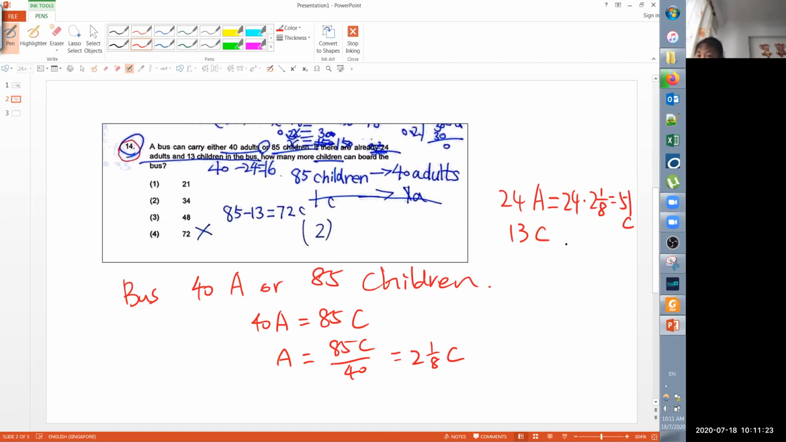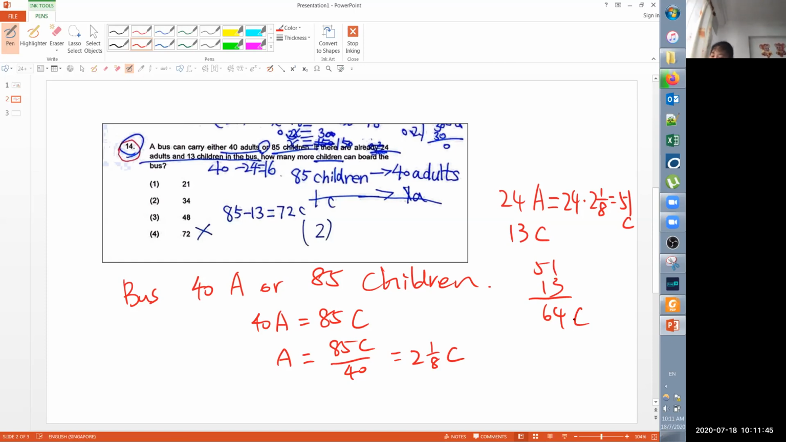So how many children do you already have in the bus? So you have 51 plus 13, right? So that will give you 64 children. So basically in the bus right now, there are 24 adults, the equivalent of 64 children, right?